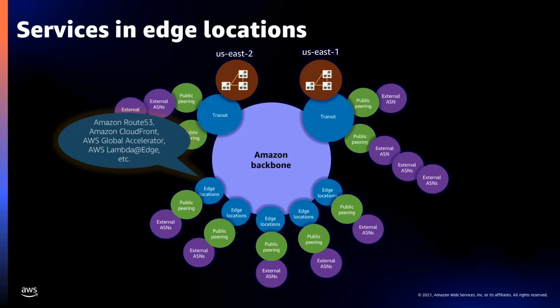These are for scenarios where you want to stream videos and stuff, right? So where you want to store that as close to your customer as possible. We also have a version of Lambda, which is called Lambda at the Edge, where you can perform certain operations, right? And then you have this public peering and stuff.